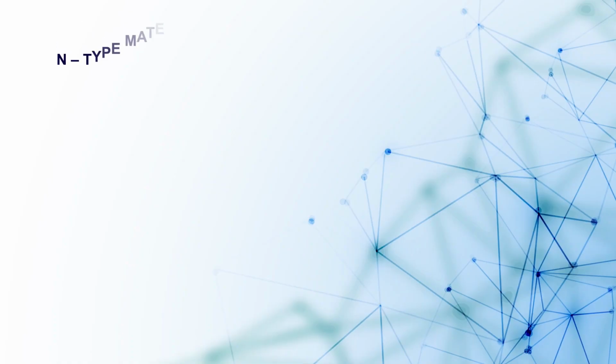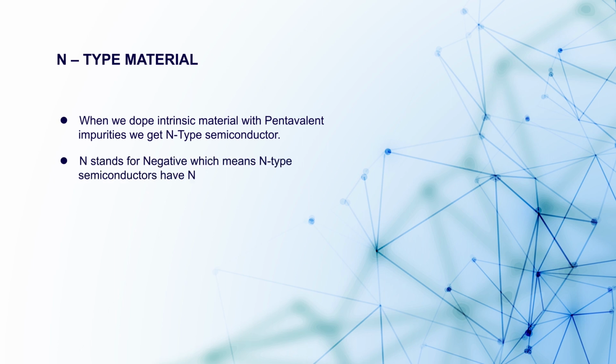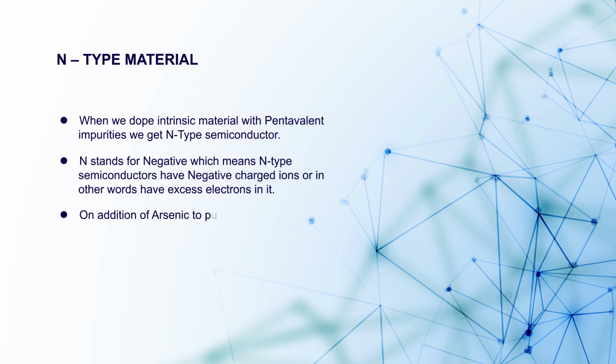The next type of material formed after doping is n-type material. When we dope intrinsic material with pentavalent impurities, we get n-type semiconductor. Here, N stands for negative, which means n-type semiconductors have negatively charged ions, or in other words have excess electrons in them. An example of a pentavalent impurity is arsenic. When arsenic is added to pure silicon, the crystal becomes an n-type material.